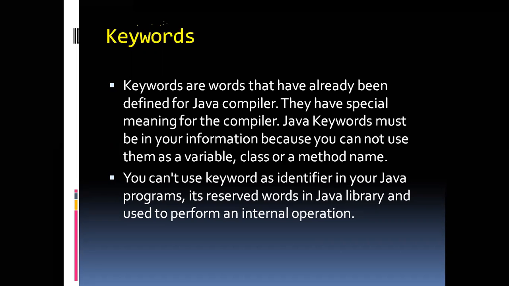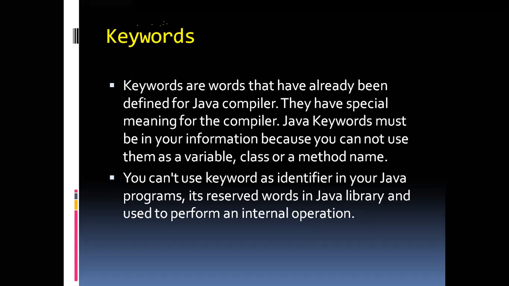They have special meaning for the compilers, because public has its own meaning, private has its own meaning, everything has its own meaning. That's why you cannot use a Java keyword as a variable, class or method name. We cannot declare a keyword as a variable name, as a class name, or as a method name, because it already has its own meaning. That is the purpose of keywords.